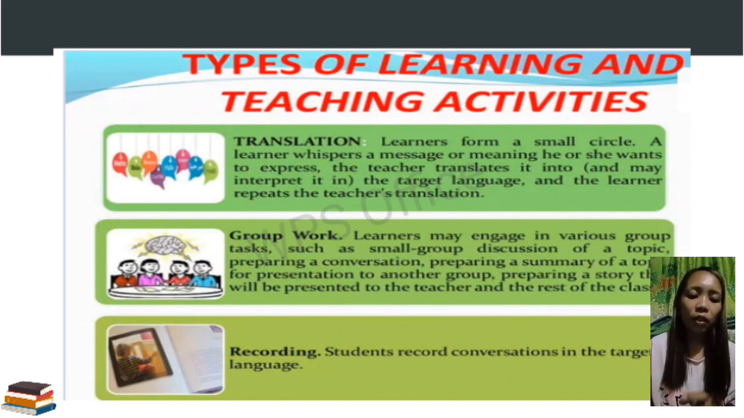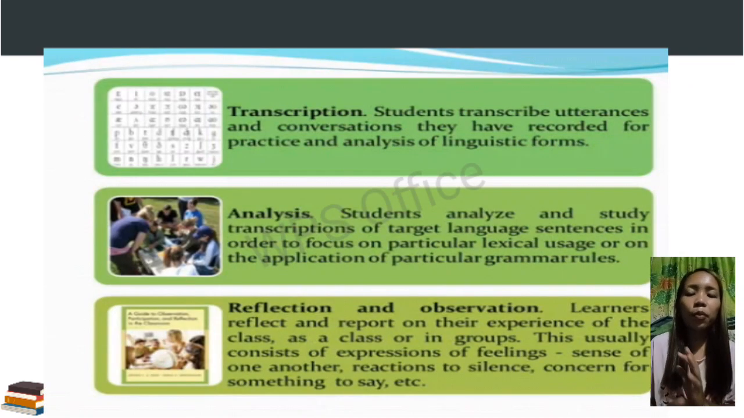And next type of learning is the recording. The students here will record conversations in the target language. They are allowed to speak their first language, but if they are comfortable enough, they are allowed to speak in English even though they are not fluent or proficient enough. In this type of learning, they are going to record their conversation and listen to it afterwards.